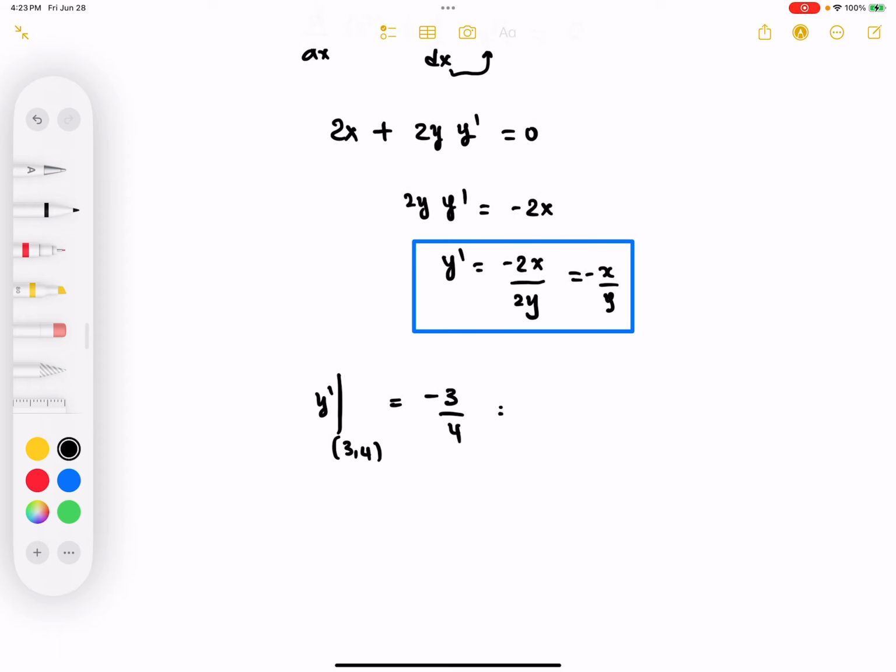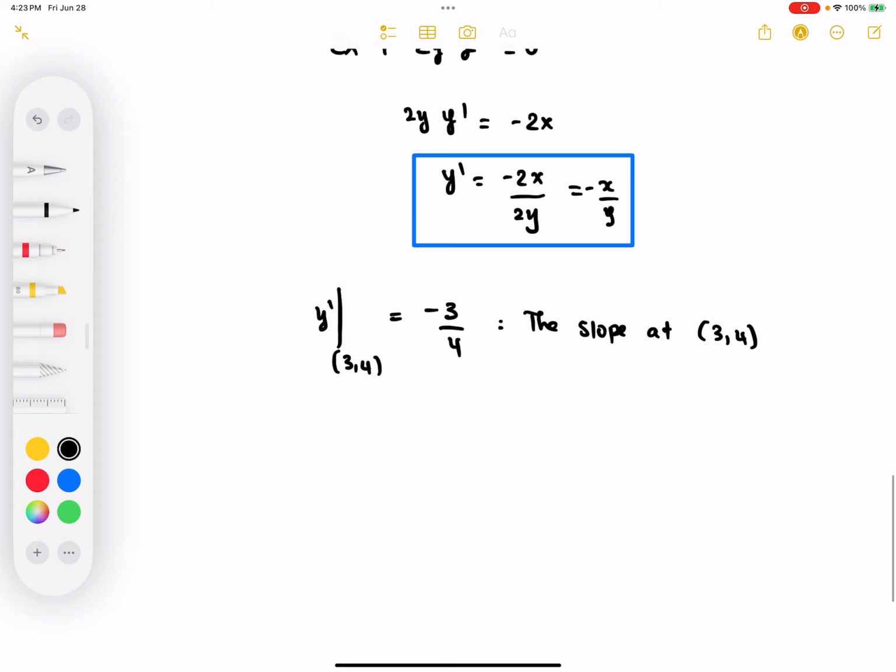So this is the slope at 3, 4, right? The second one is the derivative or the slope at 3, negative 4. It is negative 3 over negative 4, which is positive 3 over 4. So this is the slope at 3, negative 4. So we have two slopes.